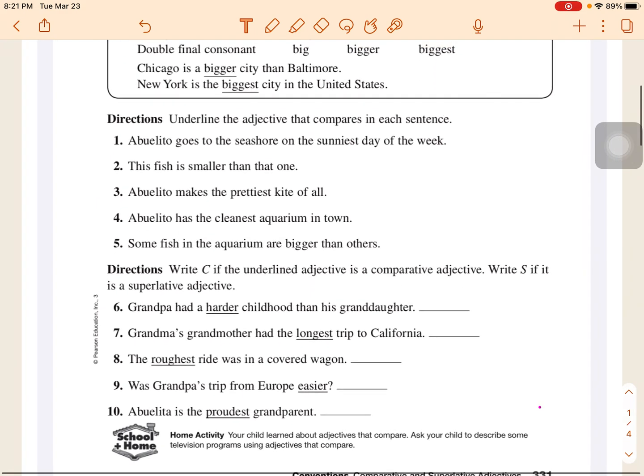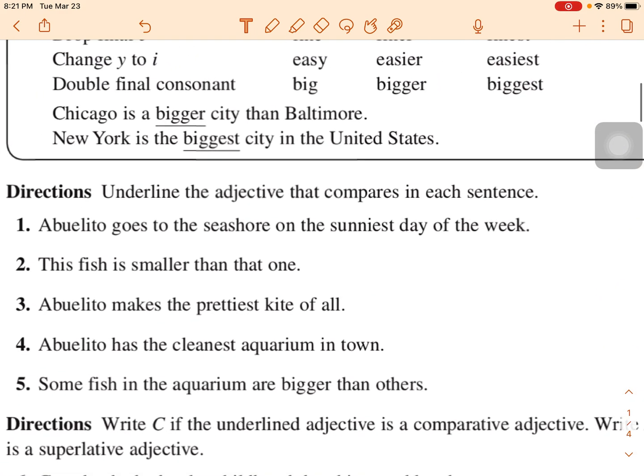All right, this is your worksheet today. Numbers 1 through 5, you need to underline the adjective that compares in each sentence. So if we look at "Abuelito goes to the seashore on the sunniest day of the week," sunniest is describing the day of the week, and there are more than 2 days in the week, so they added EST. That is the adjective that compares.